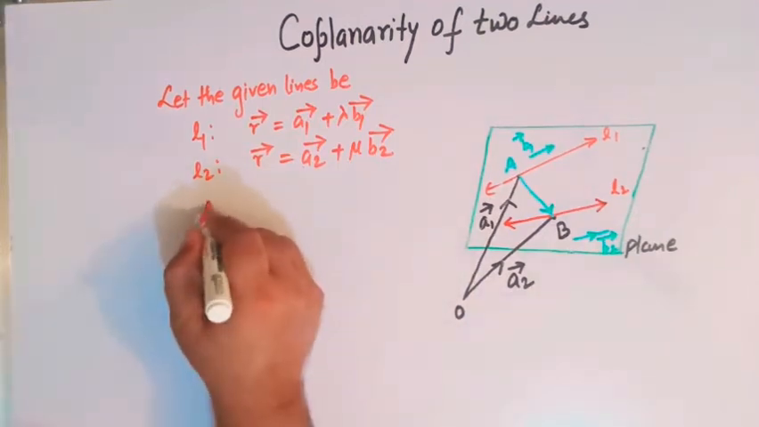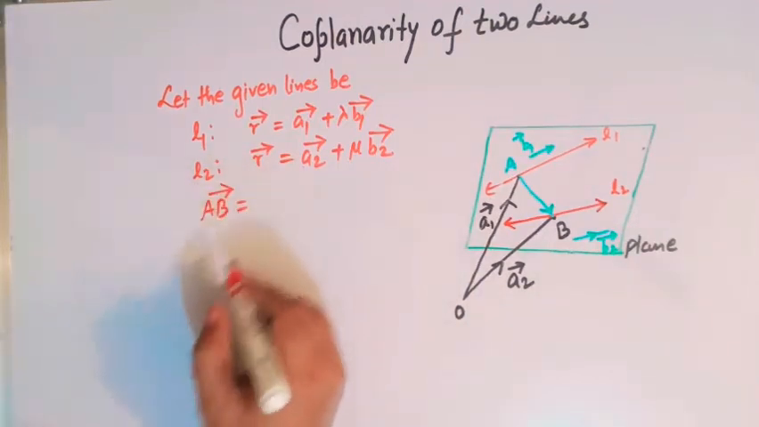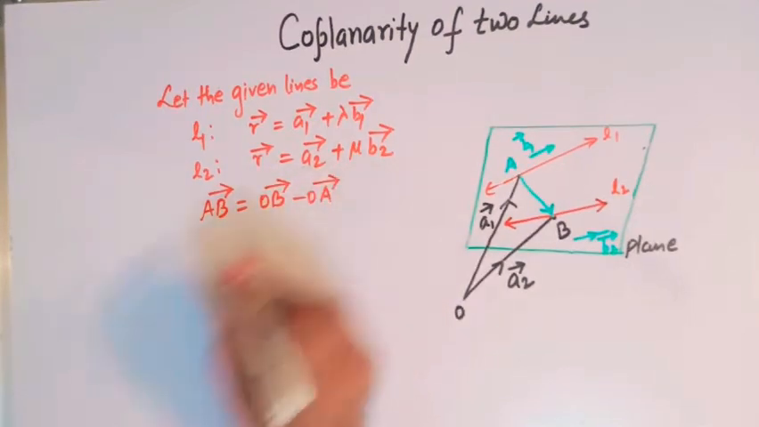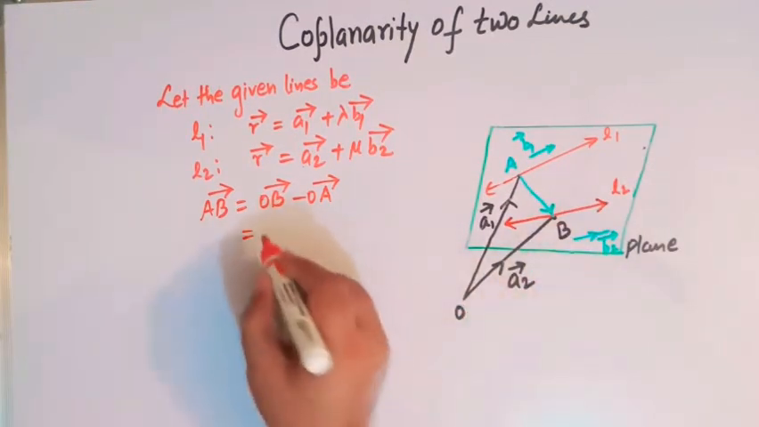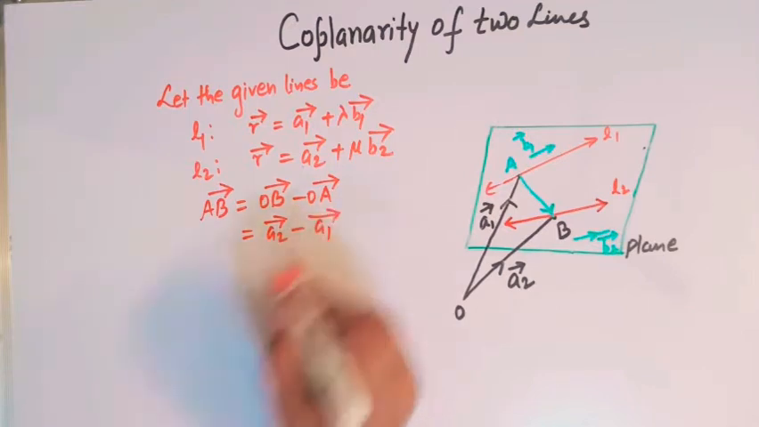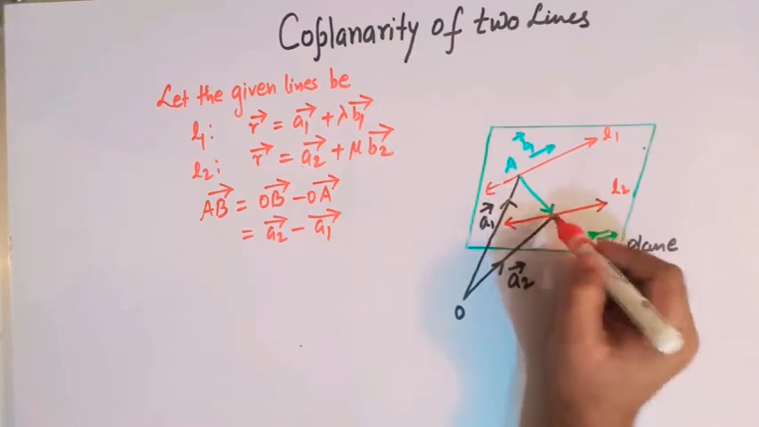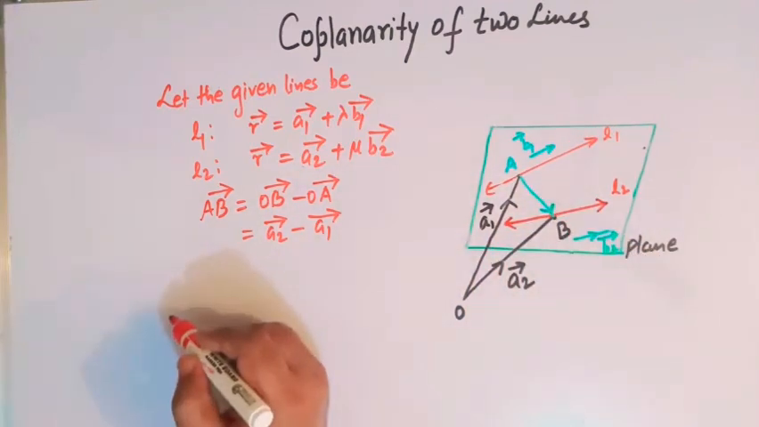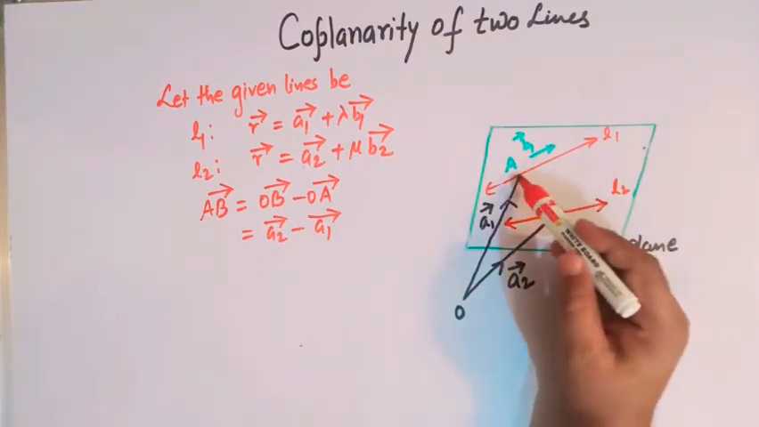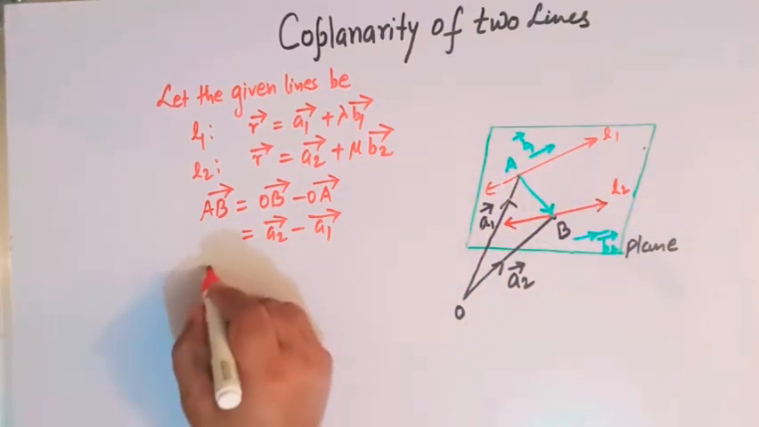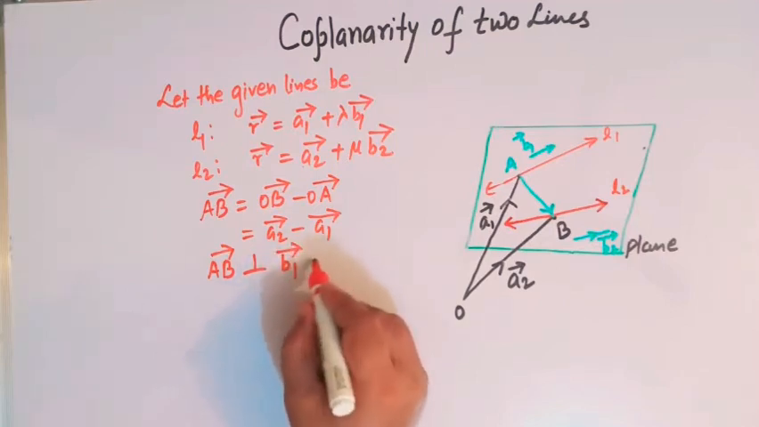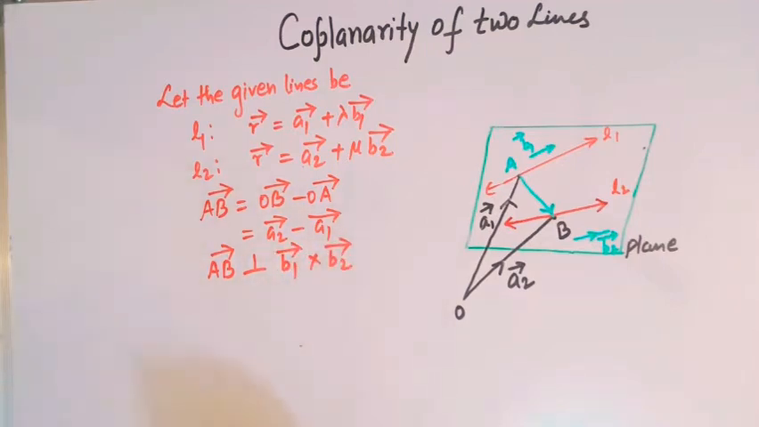Now if we find the vector AB, then this can be written as vector OB minus vector OA, and OB is vector a2 and OA is vector a1, right? So this is our vector AB. Now the given lines are coplanar if and only if this vector AB is perpendicular to vector b1 cross vector b2, right?